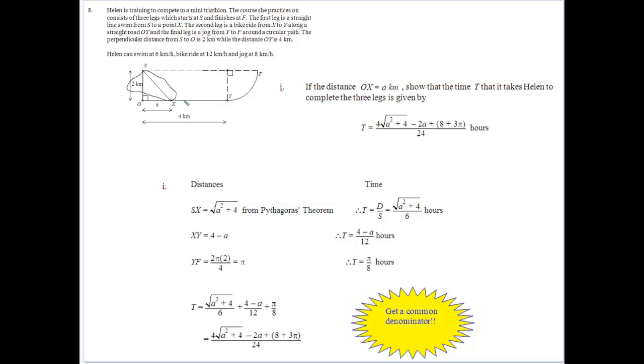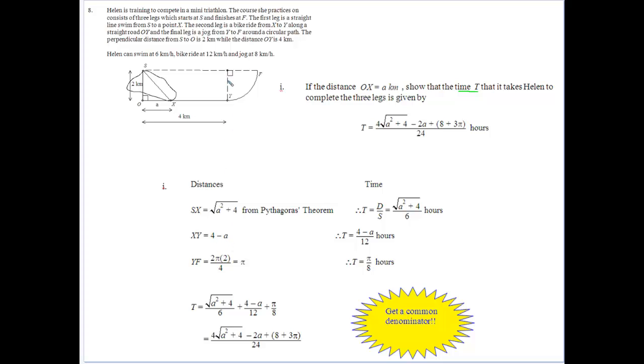So we've got to work out distances, and we've got to play with the speeds, because the question wants us to work out the time that she takes to start off with. It's equal to that expression. Well, that's not a pretty expression. So what we've got to do is play around with all three. So we get our distances. The distance SX, I'm going to use Pythagoras' theorem because you've got 2 and you've got a. So SX would be equal to the square root of a squared plus 4. And then XY, well, that's not too bad, because the distance OY is 4 and OX is a. So we get 4 minus a.